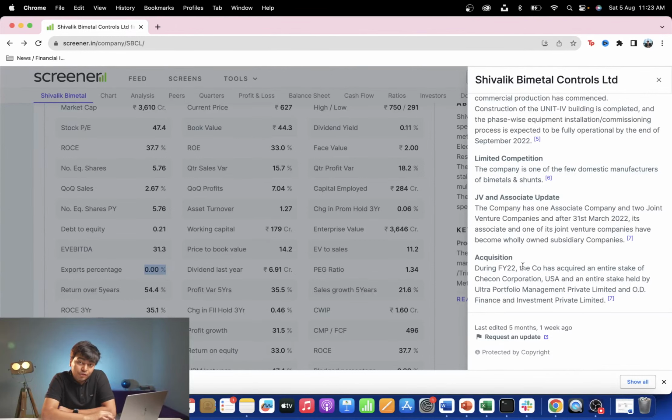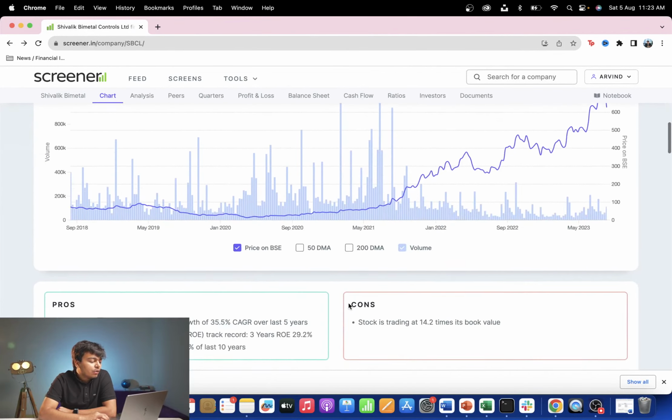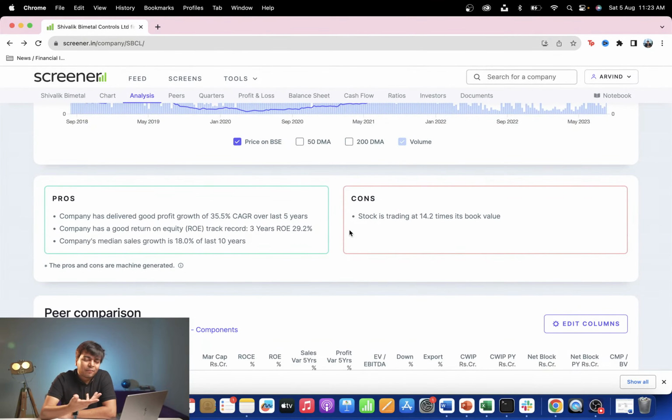Then there are some acquisitions which the company has made, so inorganic growth has also come in. So on all those fronts, the company is doing decently well. These are some of the updates that the company has made. Alright, so that is there. Now let's get back to Screener and see what all Screener has to offer for us.